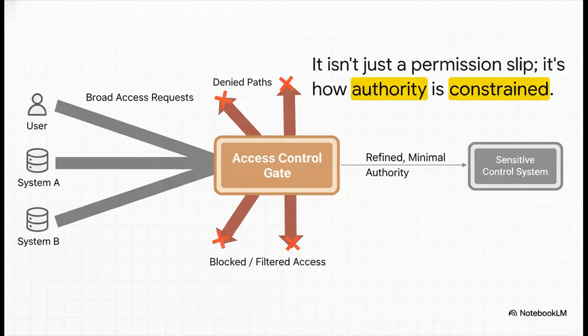Okay, our second pillar is access control. But it's really important to get that this isn't just about letting someone in the door. It's not a permission slip. It is the very mechanism we use to enforce boundaries and make sure that every actor in the system has the exact authority they need and not a single bit more.